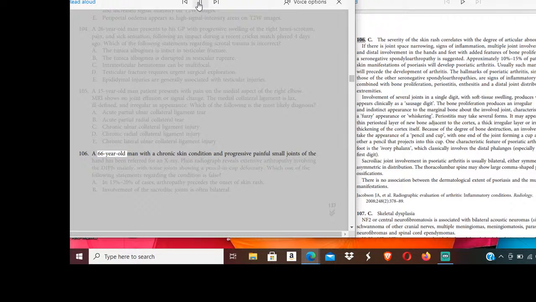106. A 66-year-old man with a chronic skin condition and progressive painful small joints of the hand has been referred for an X-ray. Plain radiograph reveals extensive arthropathy involving the DIPJs mainly, with some joints showing a pencil and cup deformity. Which one of the following statements regarding the condition is false? A. In 15%-20% of cases, arthropathy precedes the onset of skin rash. B. Involvement of the sacroiliac joints is often bilateral.